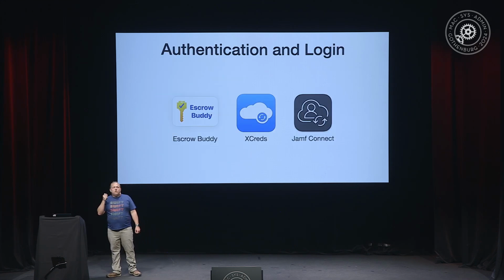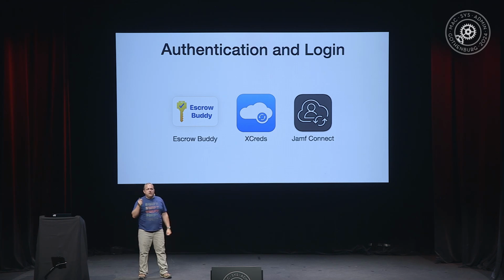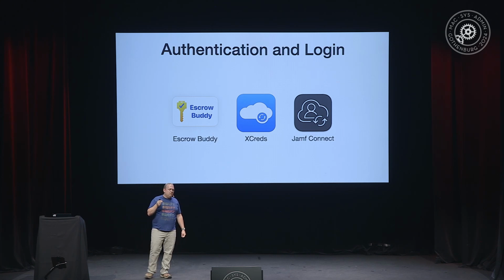Having native tools also allows us to plug into security-sensitive things in macOS and iOS. Case in point, the authentication workflow. Of course, XCreds by Twocanoes and our own Jamf Connect plug into that and replace the login workflow if necessary. There's another tool by Elliot Jordan from Netflix called Escrow Buddy. It also plugs into the authentication workflow.